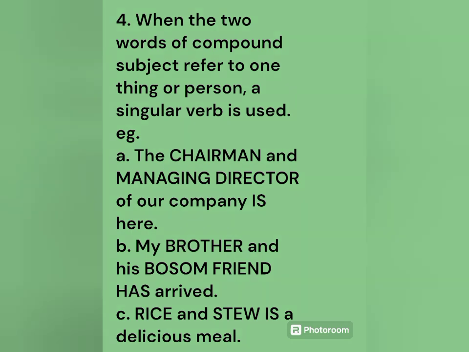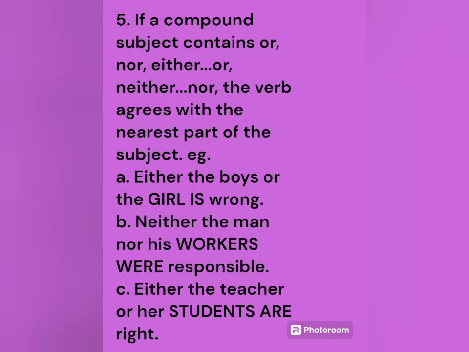The next rule says if a compound subject contains or, nor, either or, neither nor, the verb agrees with the nearest part of the subject. Let's look at these examples for better understanding. One says, either the boys or the girl is wrong. You will see here that the verb is determined by the nearest part of the subject. That is, we have here boys or the girl. So, girl is the nearest part of the subject to the verb. That is why it goes with is.